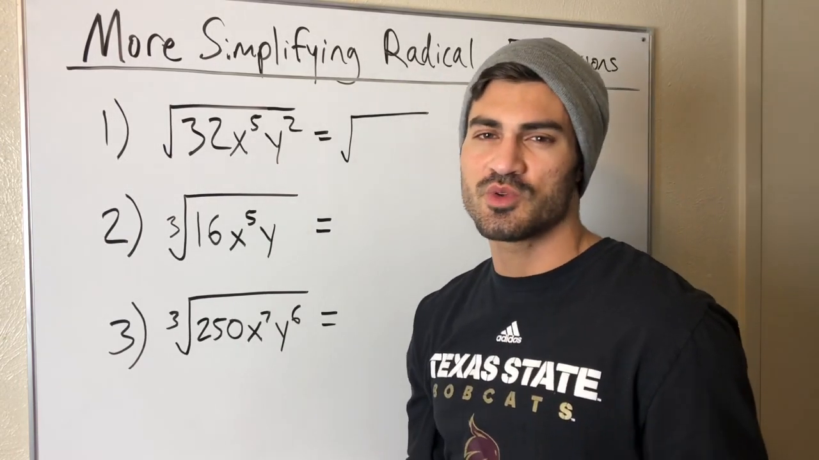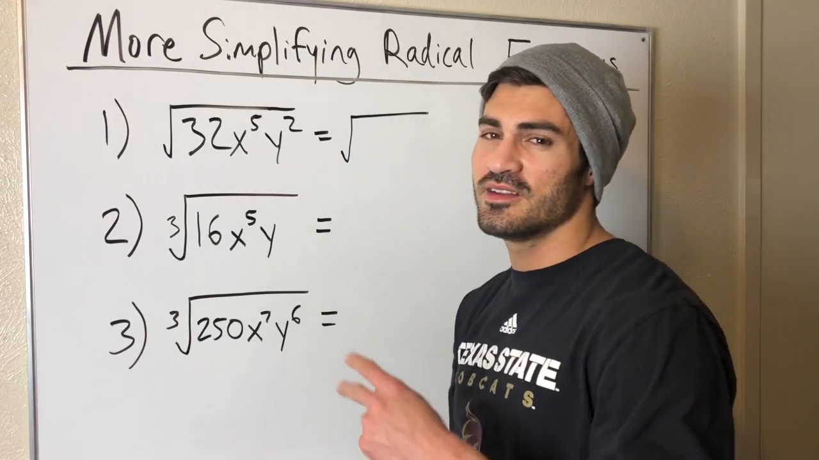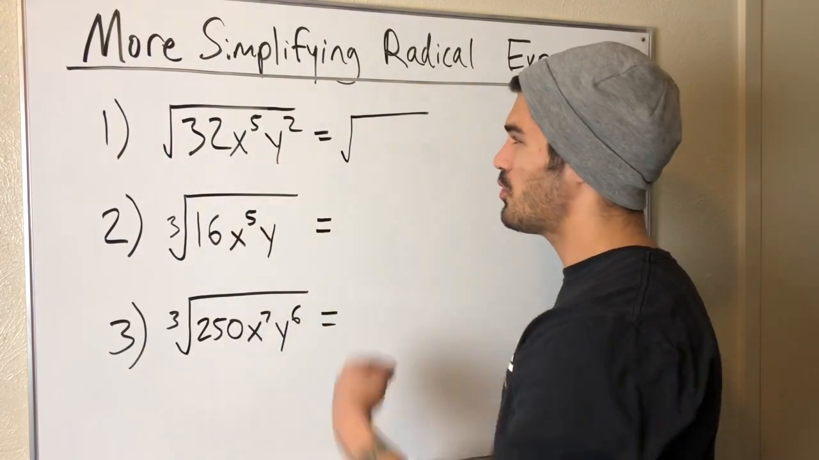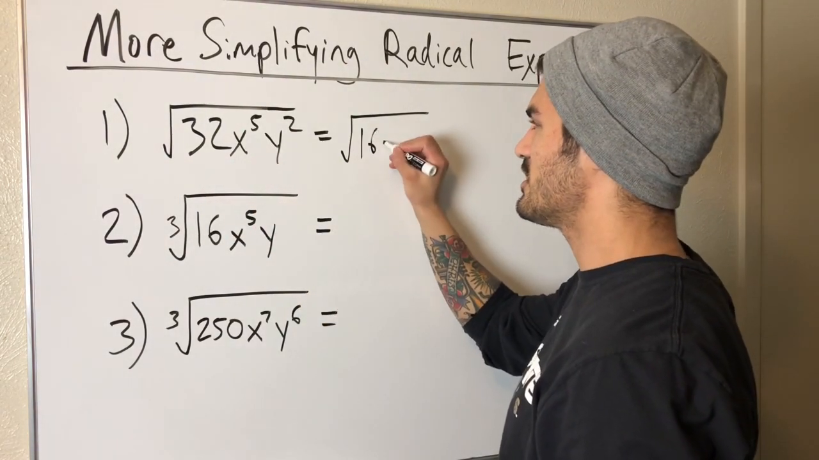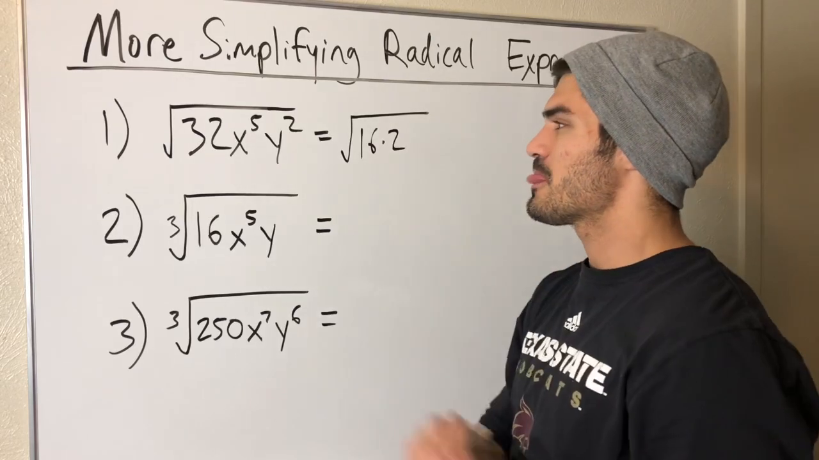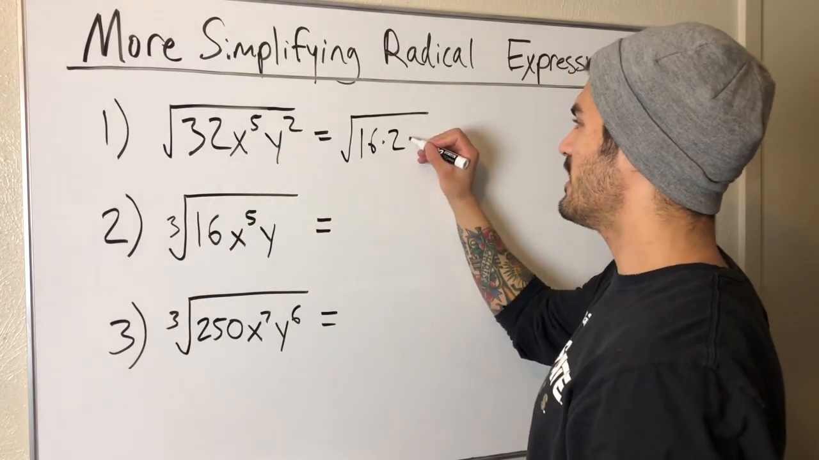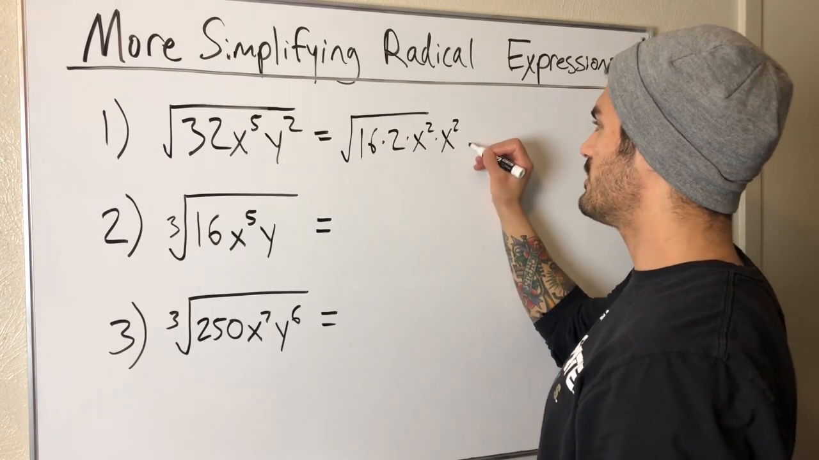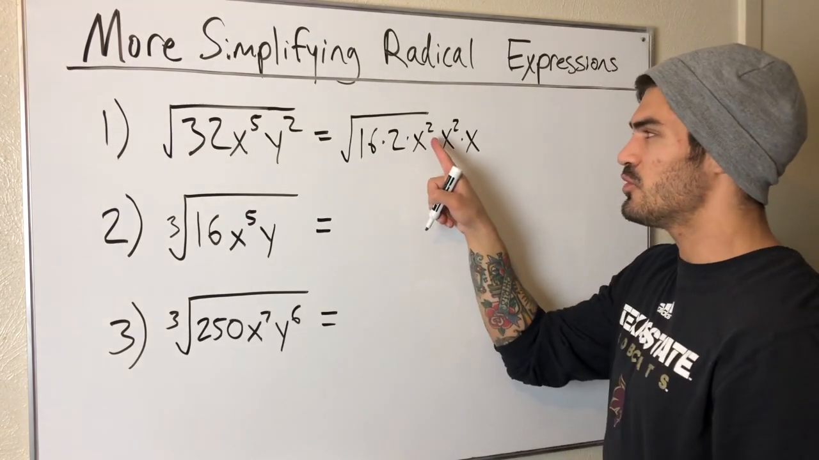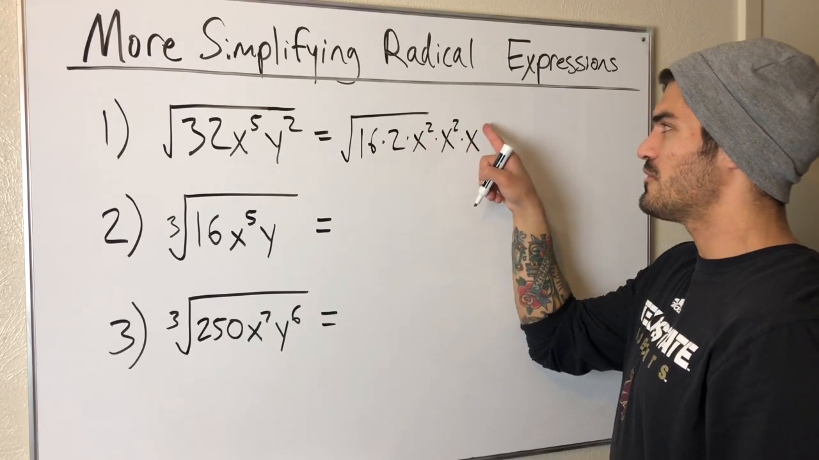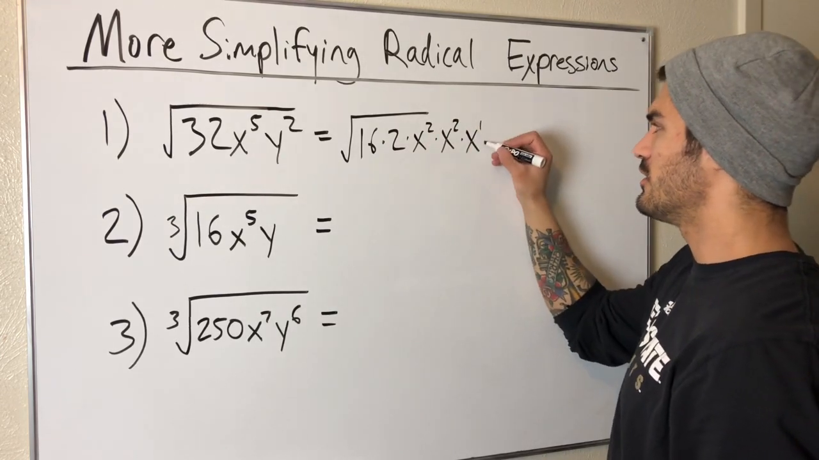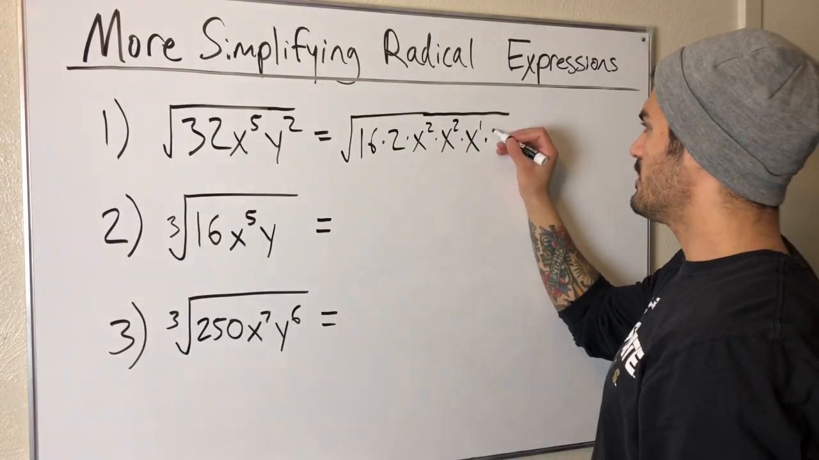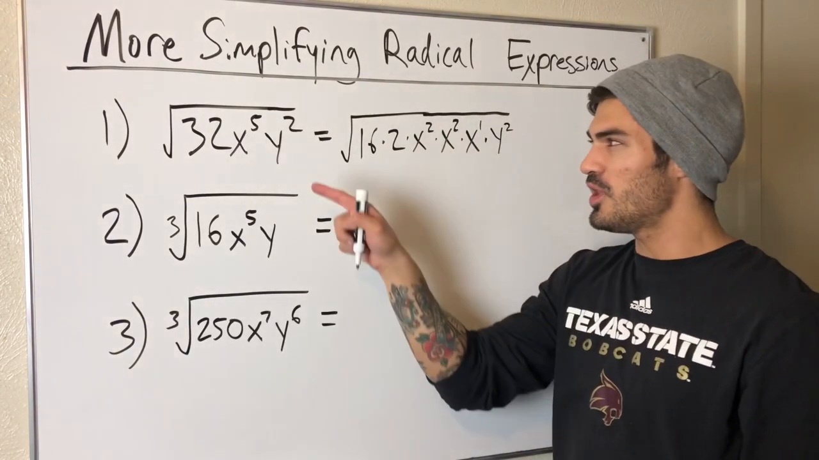So we know our perfect squares, right? 4, 9, 16, 25, 36, right? And I think the 16 will work in this case. We can write this as 16 times 2. And then with the x to the 5th, we can write that as x squared times x squared times x, right? Because when we multiply, we add the exponents. 2, 4, 5. There's an invisible 1 there. Times, and this radical is extending here, y squared.